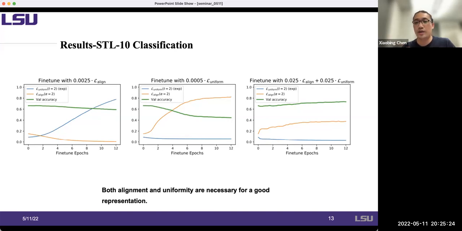And the third one, you can see we can increase the validation accuracy by using both metrics. So it tells us those two metrics are necessary for a good representation.